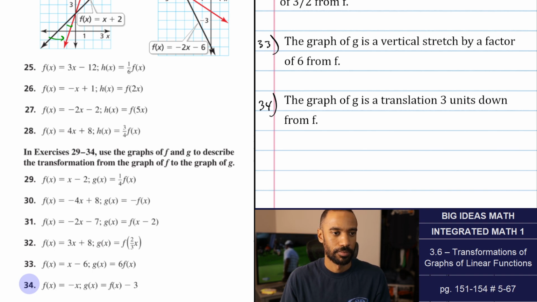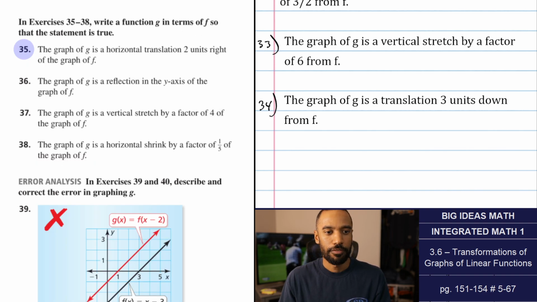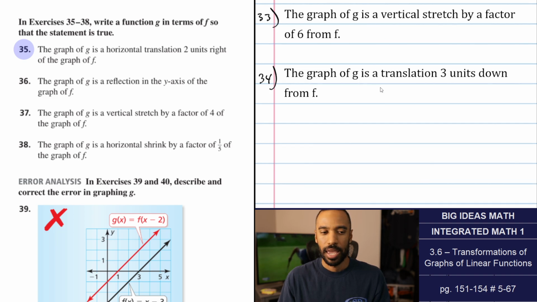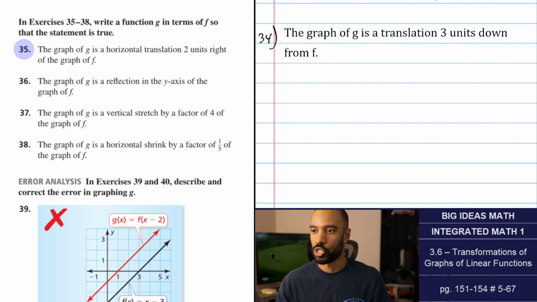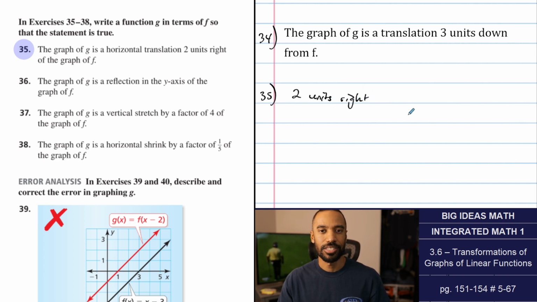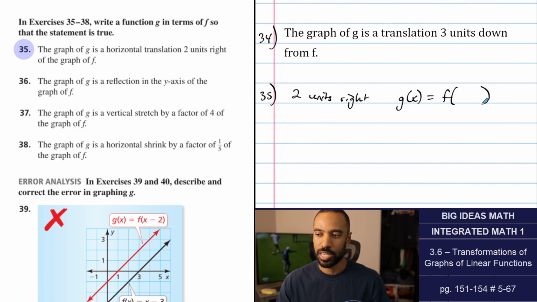Okay. Very little math going on. All right, 35 to 38, write a function g in terms of f so that the statement is true. It says the graph of g is a horizontal translation 2 units right of the graph of f. So if I want to go 2 units right, that's inside your function, and that's the x minus h scenario. So g of x will equal f of, inside the function, x minus 2, like that.